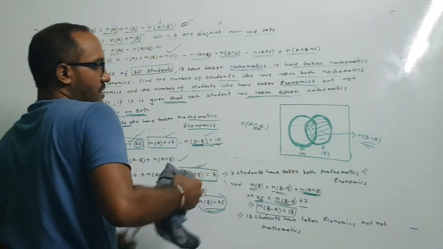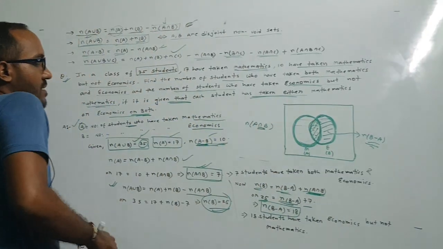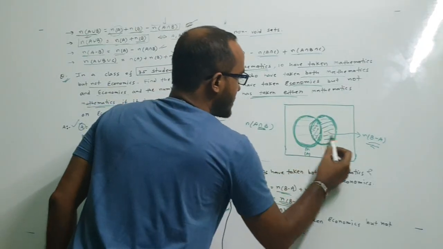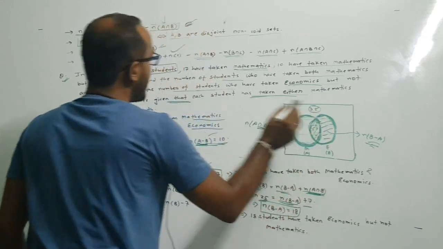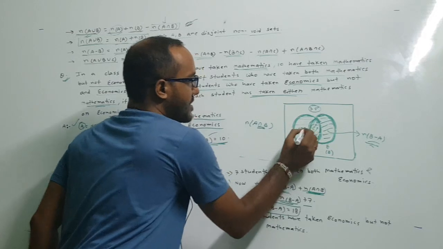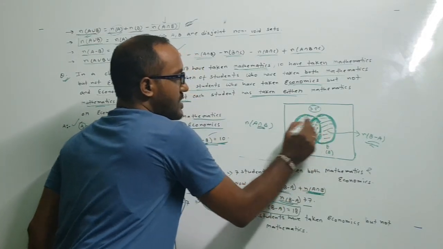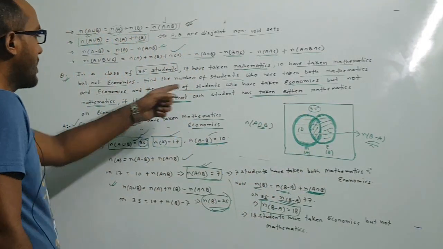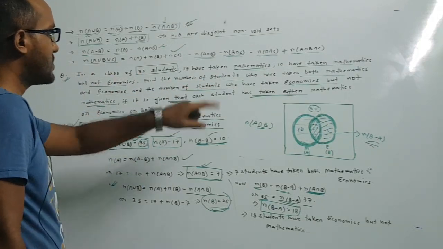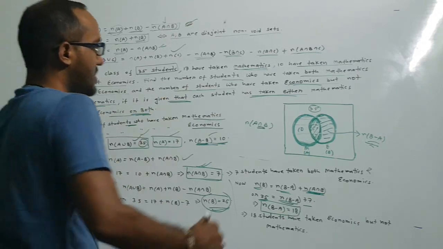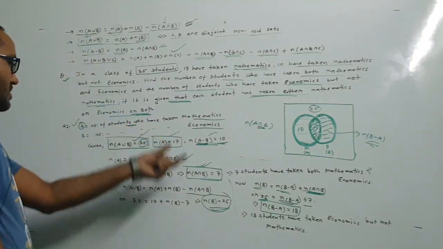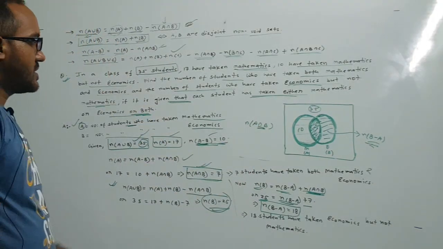But still, if you want to find it out from this diagram, you can say that there are a total of 35 students. This is the region of 35 students. 10 have taken mathematics but not economics, that means we have 10 here, only this region. Find the number of students who have taken both mathematics and economics, and the number of students who have taken economics but not mathematics. That means we have to find this region and this region, and we can find it by the formula we have used here. That is the pictorial representation.